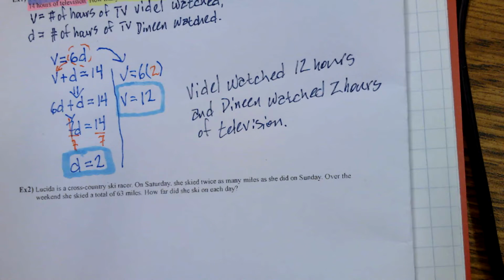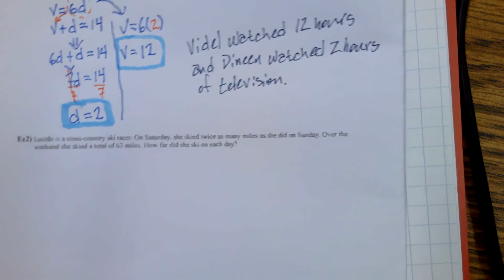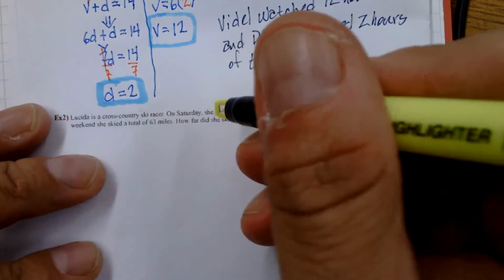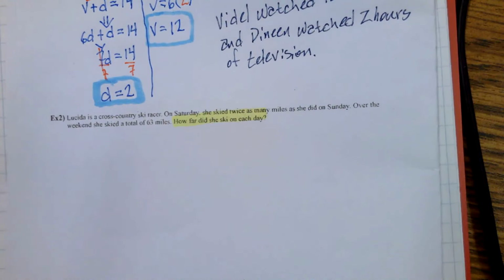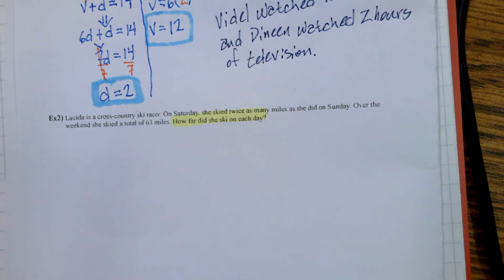Lucida is a cross-country ski racer. On Saturday, she skied twice as many miles as she did on Sunday. Over the weekend, she skied a total of 63 miles. How far did she ski each day? So the question is asking how far she skied each day. What are the days that we're talking about? Saturday and Sunday.